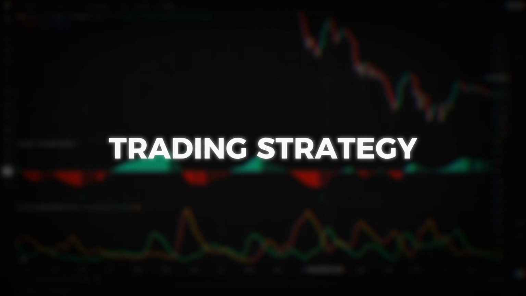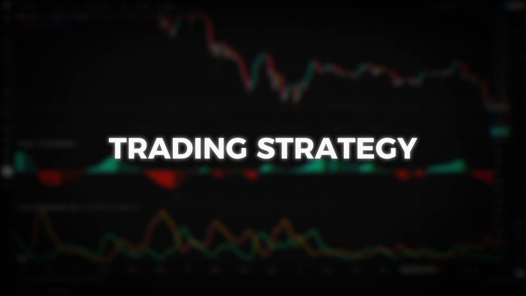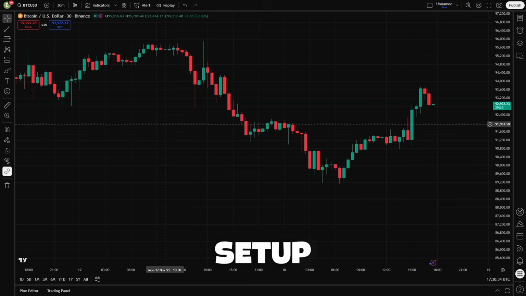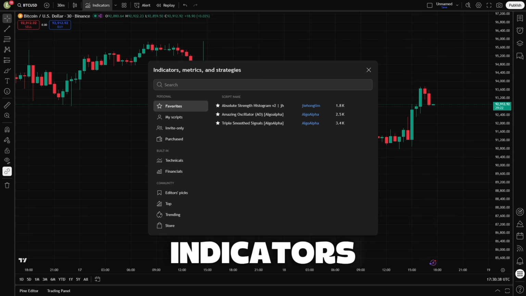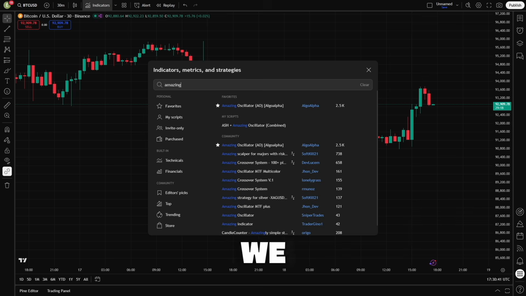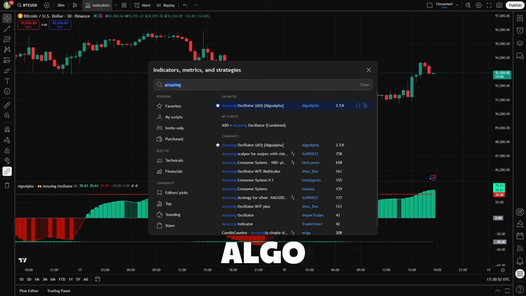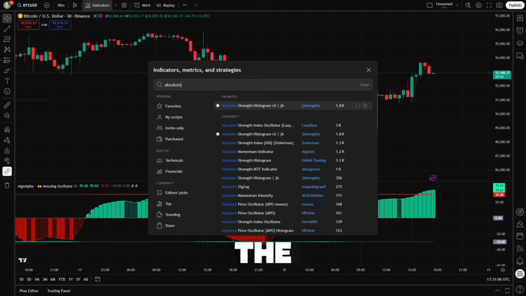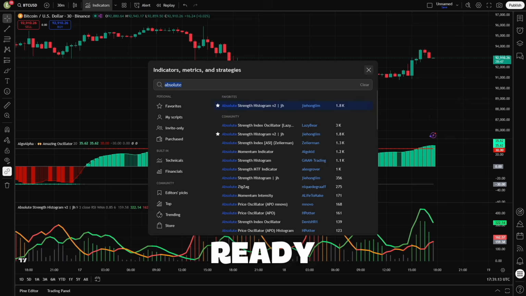Now, let's get to the execution, the exact settings, and how to open trades on Pocket Option using this scheme. Alright, let's build this setup from scratch. Open the Indicators tab. First, we need our momentum engine. Search for Amazing Oscillator, and make sure you select this specific version by Algo Alpha. Click to add. Next, for our trend filter, clear the search and type Absolute Strength Histogram. We are looking for the V2 version created by JH. Add that to your chart and you are ready to go.